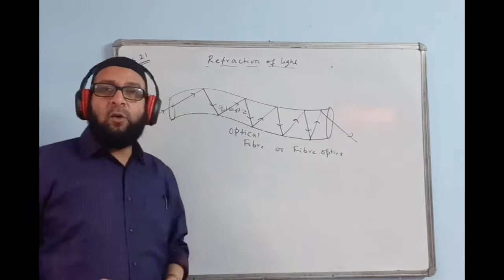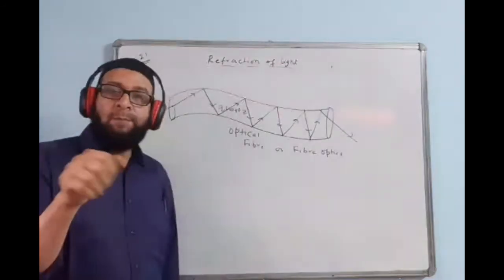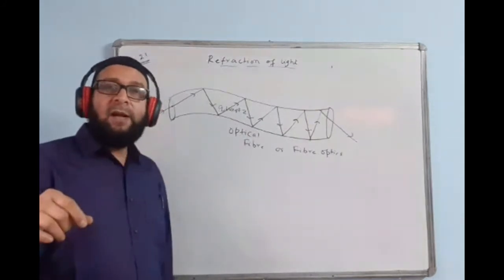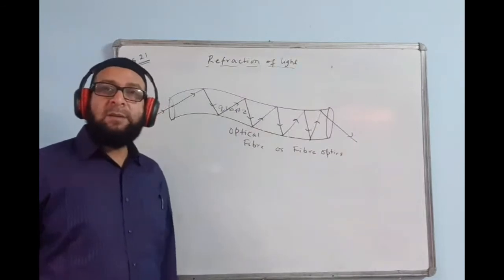Doctors' stethoscopes also use optical fiber. A computer mouse is also connected with optical fiber. There is a fiber so that there is no drop in signal. That means there is no loss of signal.